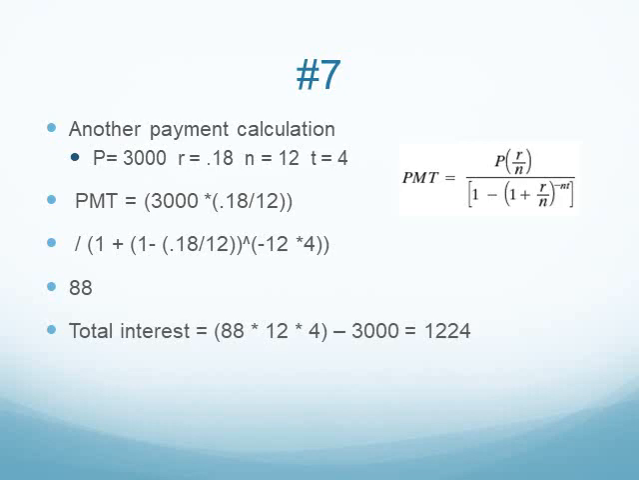And then the next part asks you for total interest. Same thing they were doing in number 6. They want you to take the monthly payment, multiply by the number of months in a year, times the number of years, and then subtract the principal so that you get just the interest: $1,224.